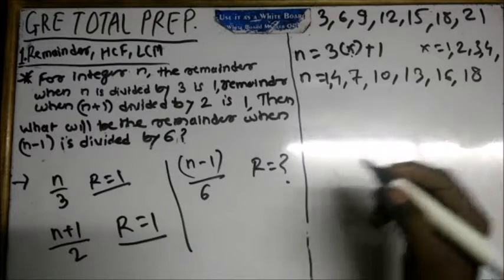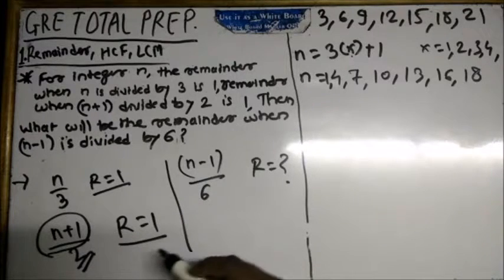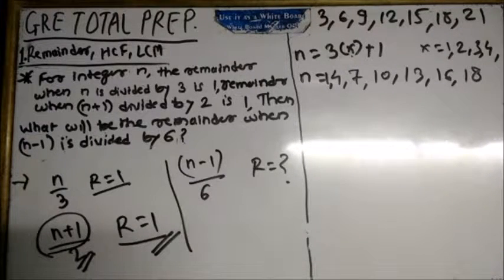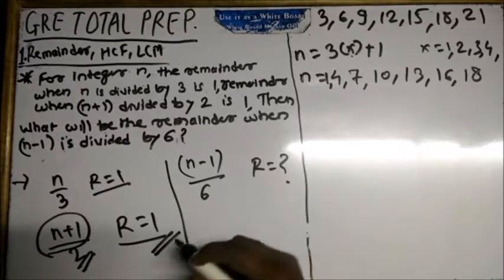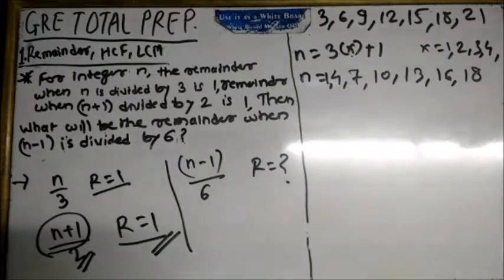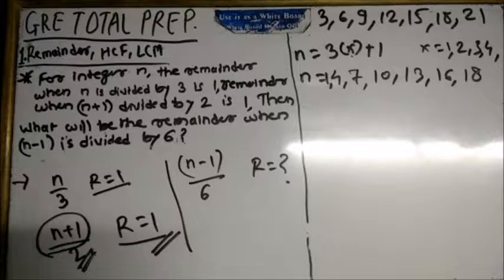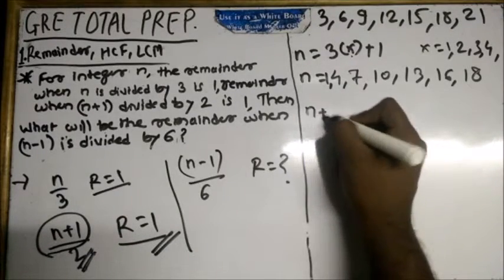Now the next case, they are saying when n plus 1 is divided by 2, then we are getting remainder 1. Now the thing to remember is it is only possible to get remainder 1 when the number is odd, because it is divided by 2. Any even number, when divided by 2, will give no remainder. So the number should be odd. That's why here they are asking n plus 1.